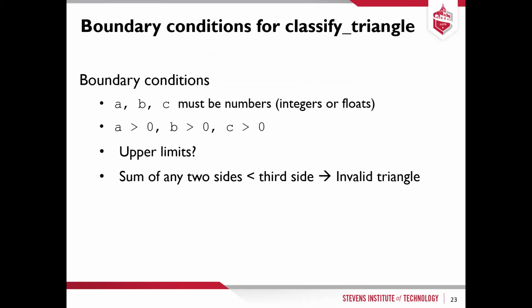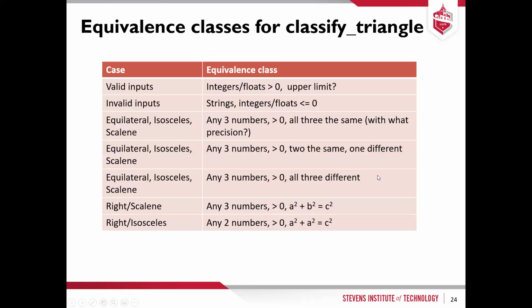The same thing can go for the example of the classifying triangle. We look at the boundary conditions, all of them must be numbers, all of them must be positive. We look at, if we have any upper limits, sum of any two should be less than the third one. That gives us the invalid triangle. If it's greater than the third one, that would be the valid triangle. So we can look at different equivalent classes that we can test under each cluster that we go.